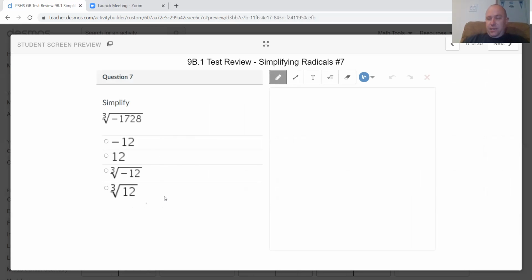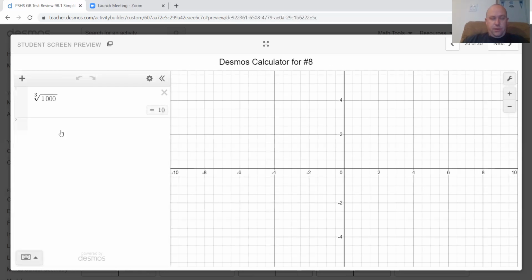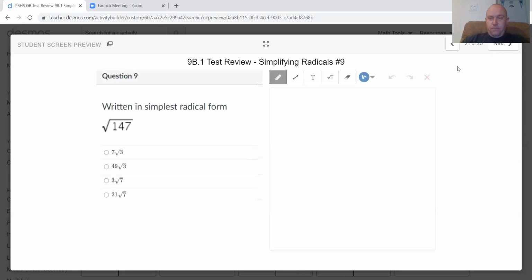You could type in each answer choice, but you don't really need to do that for this one because we already know what the answer choice is, so we don't need to compare decimals. Cube root of 1,000, same one, another easy one. Type it straight in, and you get the whole number of 10, so we're good for that one.